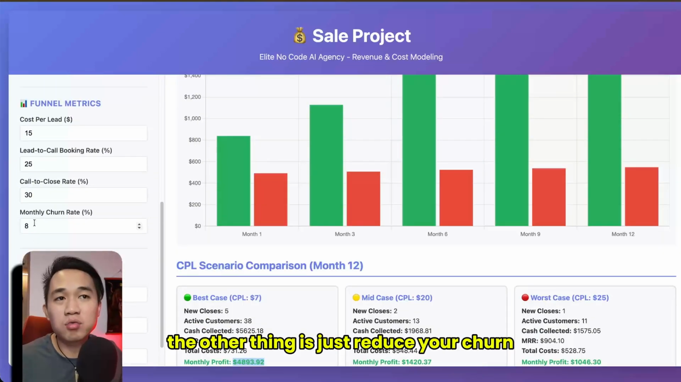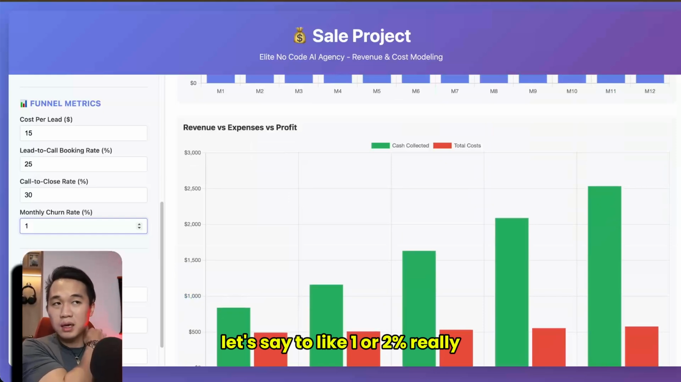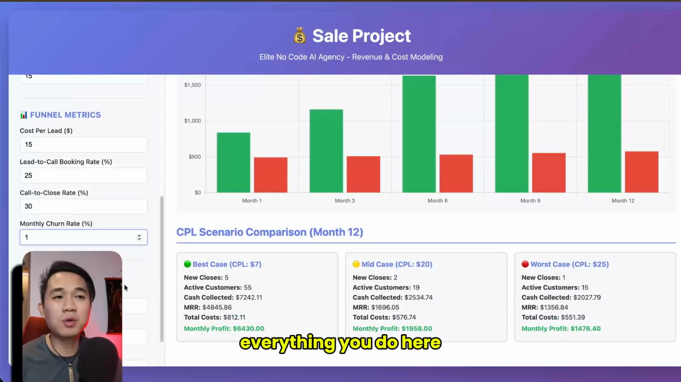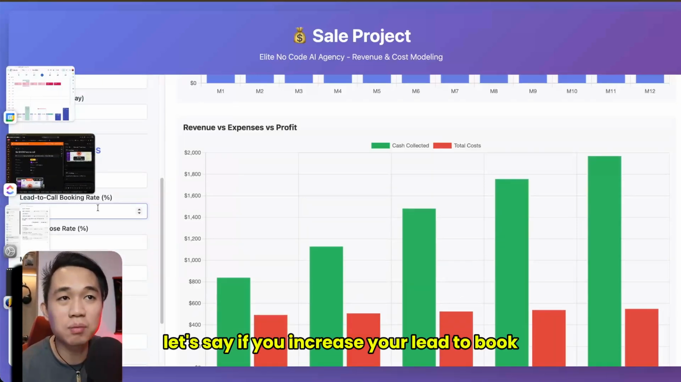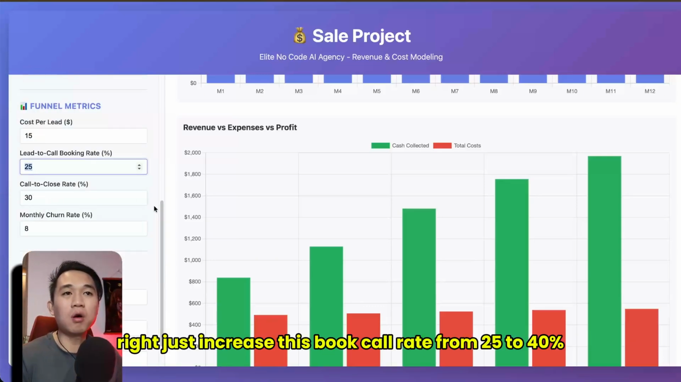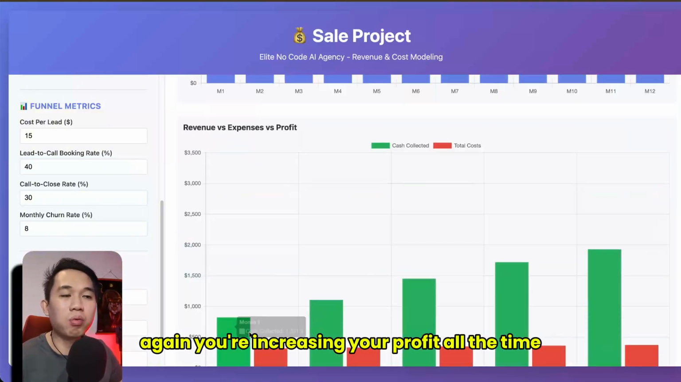The other thing is just reduce your churn. If you reduce your churn to, let's say, 1 or 2%, with really good service, that also increases your profit, right? Everything you do here can influence your profit margin. Let's say you increase your lead to book rate without reducing your cost per lead. Just increase this book call rate from 25 to 40%. Again, you're increasing your profit all the time.